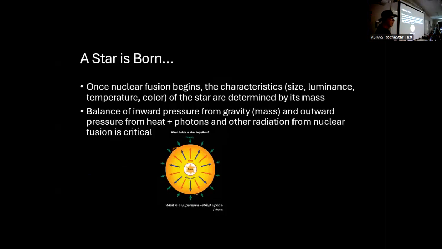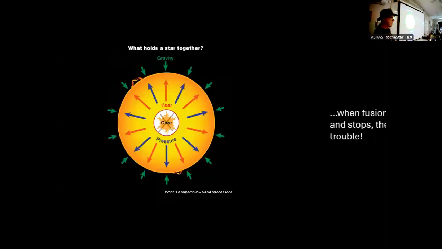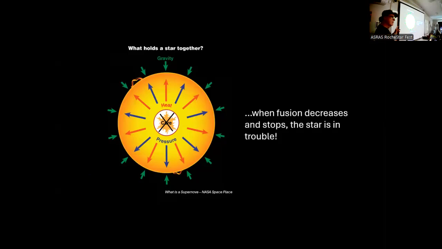When the fusion decreases and that outward pressure stops, the star collapses. And we'll get to that in a little bit. But throughout most of the star's life, this balance holds until end stage begins.